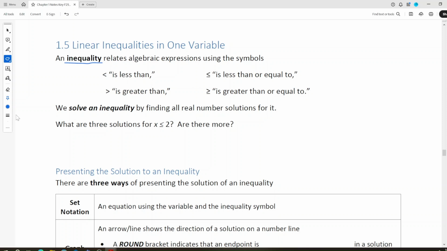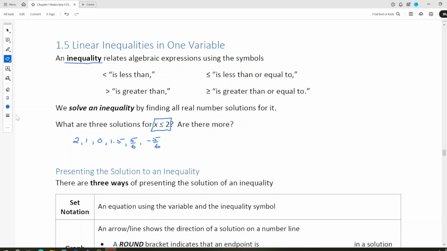So for example, if I said that the solution is x is all real numbers less than or equal to 2, what are three solutions that would fit? Well, 2 is an answer that's less than or equal to 2. 1 would be a solution that's less than or equal to 2. So would 0. So would 1.5. So would 5/6. So would -5/6, right? There's tons of solutions that are less than or equal to 2.